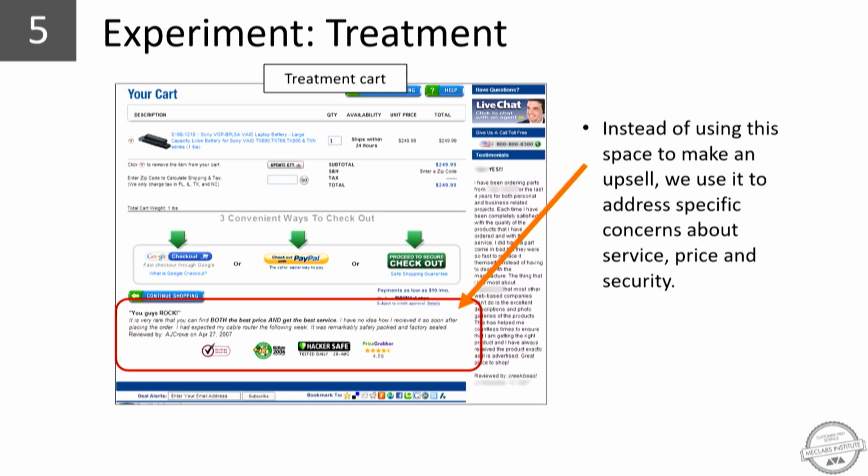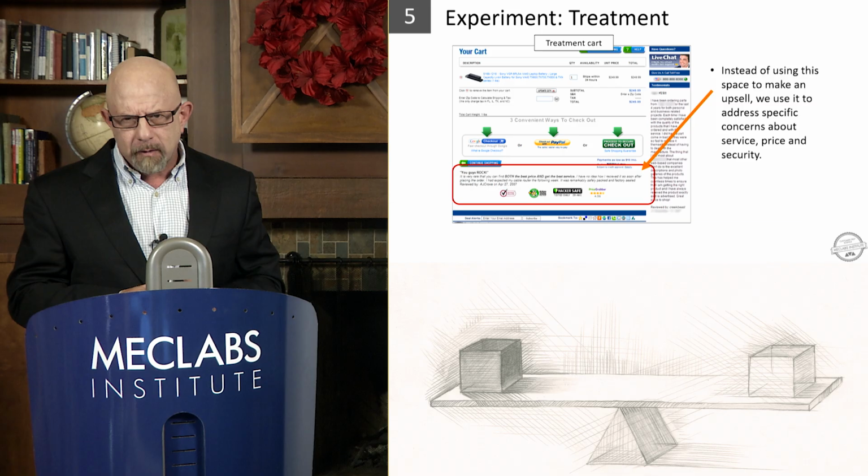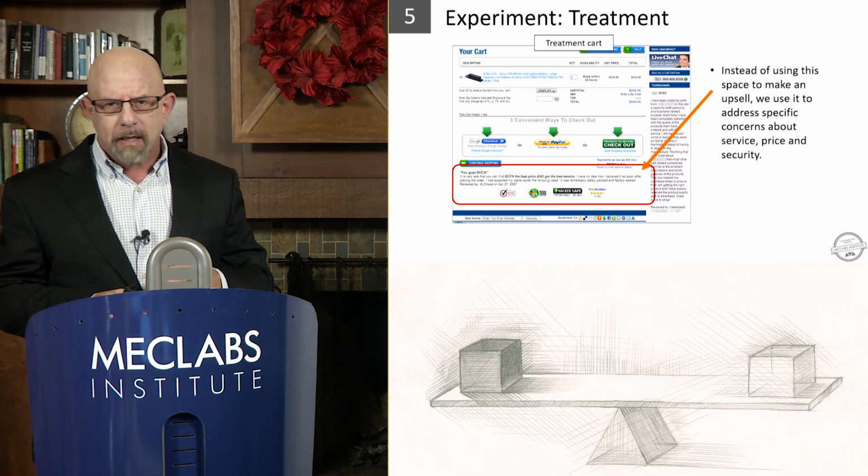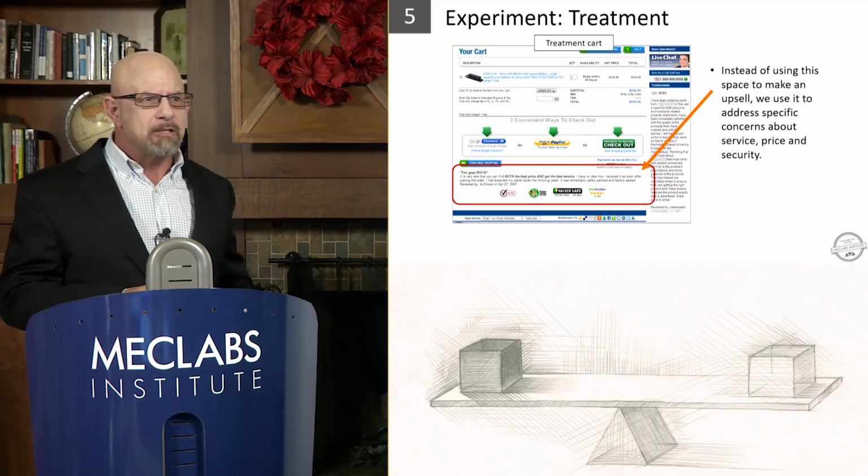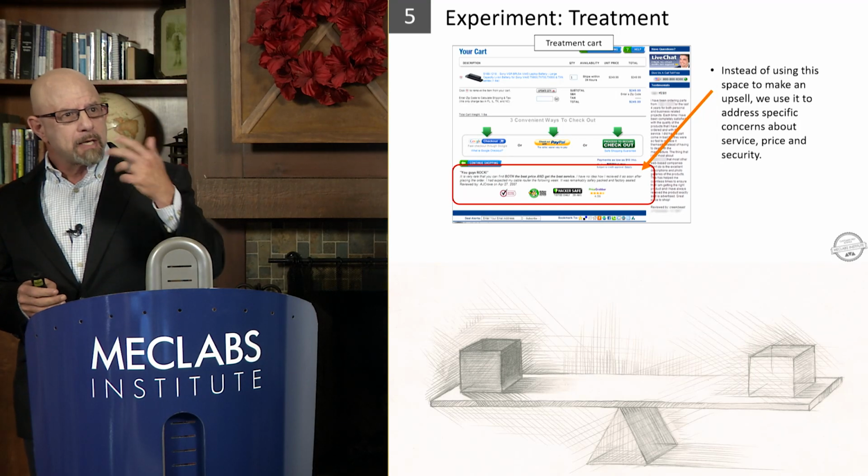So that's the control. In the treatment, we no longer upsell. We don't try to get you to buy anything else. We do something counterintuitive. We actually use the space to address specific concerns that might trouble the prospective customer. Remember, as you've heard me say many times, this isn't a page, it's a signal set. We're cueing something in the mind.